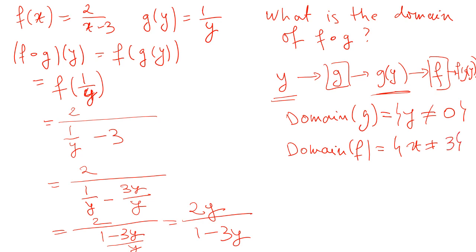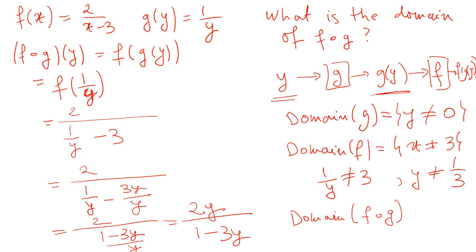Okay, so g of y has to be different from 3. That means that 1 over y must be different from 3. And so that's the same thing as saying that y is different than 1 over 3. Thus, the domain of f composed with g will be all the numbers x with the property that x is different than 0 and x is different than 1 over 3.